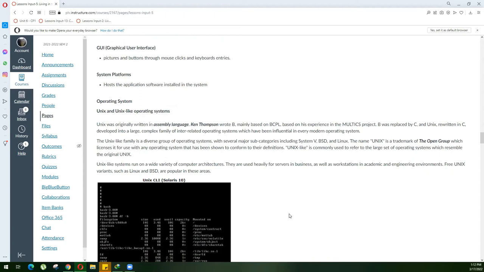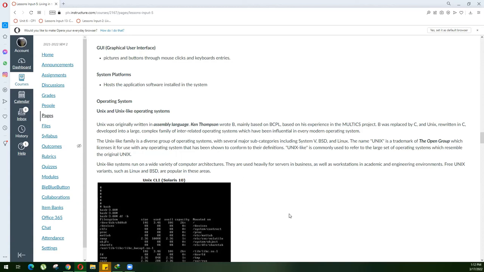What are system platforms? They host the application software installed in the system. So this is a brief history of various operating systems. First, we have Unix. It was written in assembly language. Ken Thompson wrote it based on BCPL.